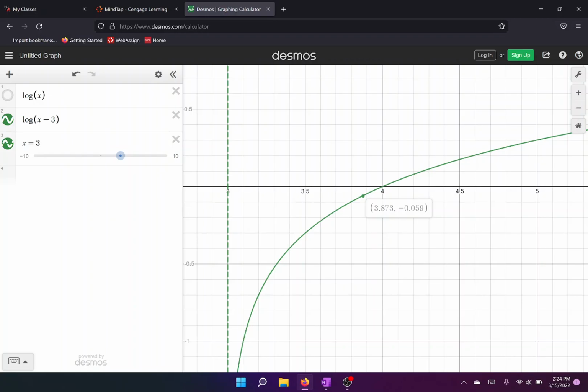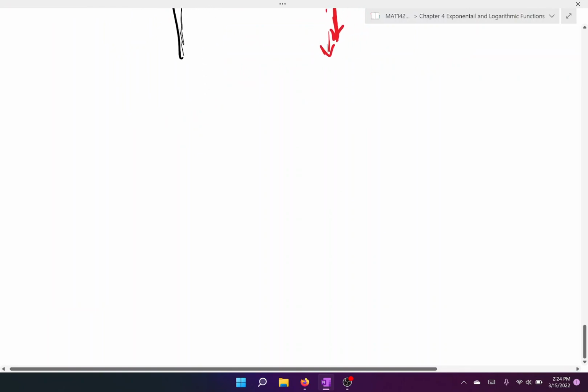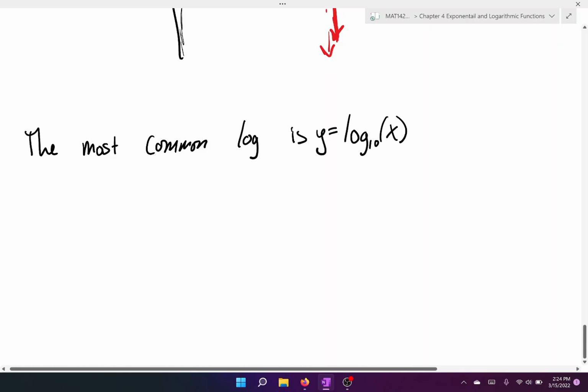Now what I want us to do is look at some example problems using the common log, which is base 10, and then the natural log. I'm going to define what the natural log is for us. So the most common log that we have is log base 10 of x, all right? In fact, I'll put y equals log base 10 of x.